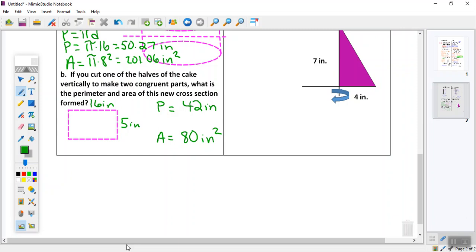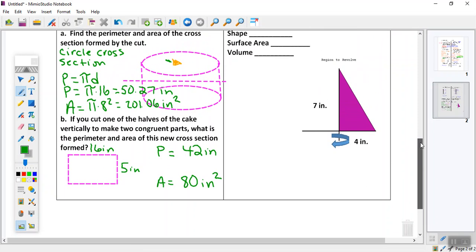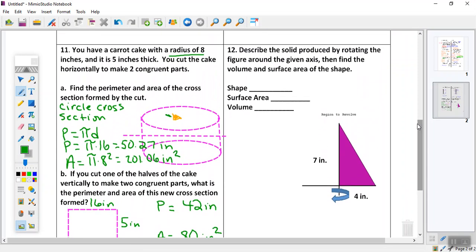Hey, last one here. It says describe the solid produced by rotating a figure around the given axis and then find the volume and the surface area. No problem. What shape's it going to be, obviously, kids? It's a cone. All right? So punch your stuff in for a cone. What are you going to use for a radius? 4. Okay, radius is going to equal 4. How about a height in this? 7.